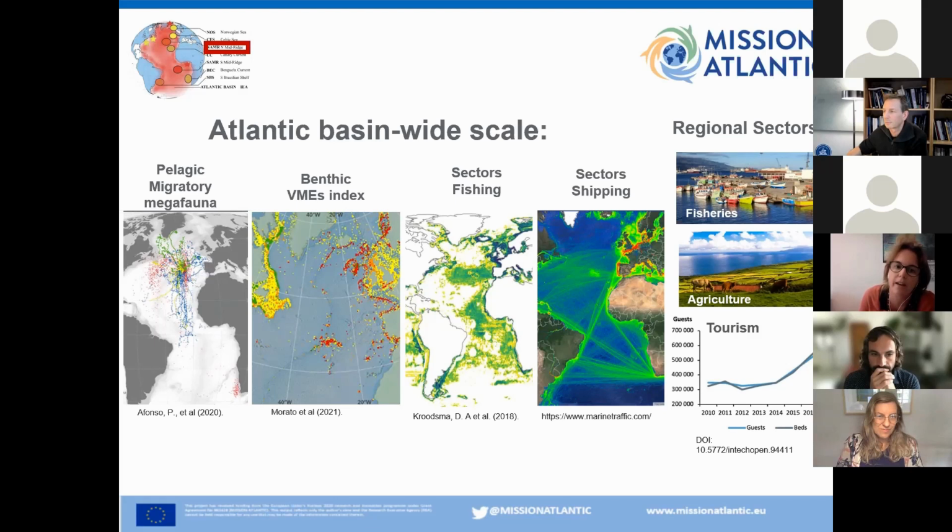But also we have lots of studies pointing out that we have a very rich, vulnerable marine ecosystem index on the deep sea area. Lying in the mid-ocean, we also have these high pressures from fishing and shipping. And in terms of regional sectors, we're basically and historically linked to agriculture and small-scale fisheries, although in the past years, we are seeing a very, very big increase in tourism, which is expected to even rise in the upcoming years.